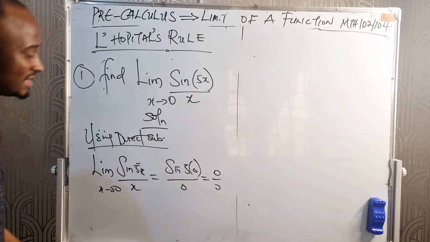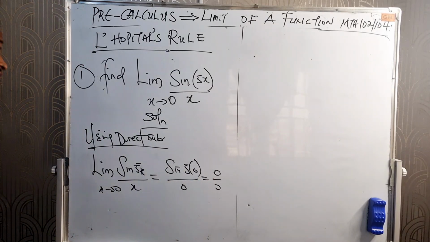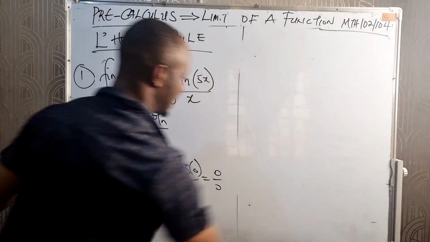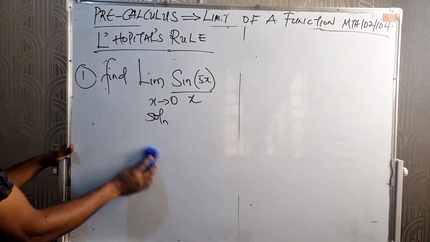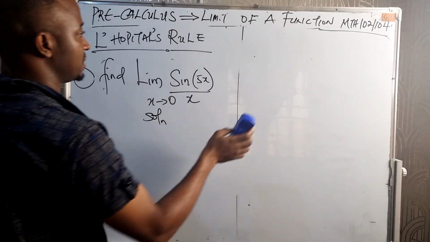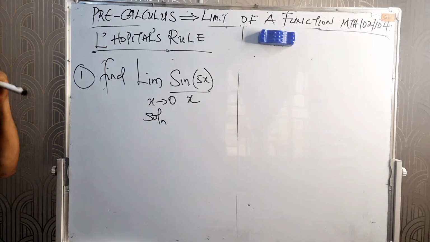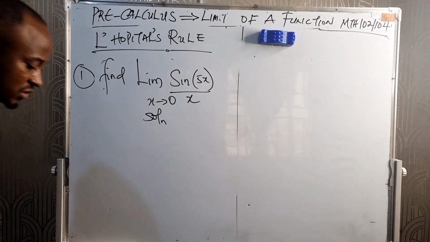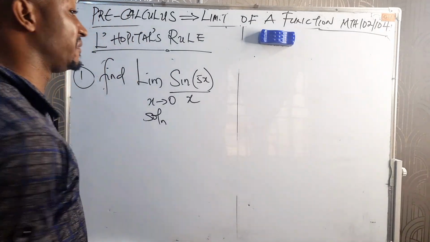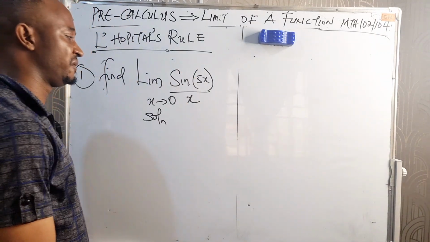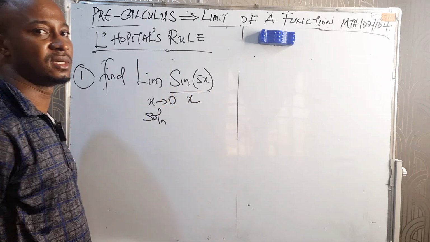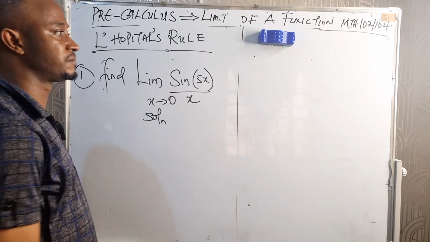So what then is L'Hopital's rule? L'Hopital's rule, like I said, is the calculus method used when direct substitution gives an indeterminate form. If we have this here and we have to use L'Hopital's rule to solve, what we have to do is to differentiate. I will differentiate each of the terms in the function. The first term is sine 5x. The second term is x.